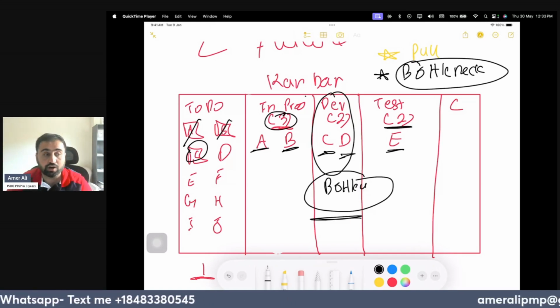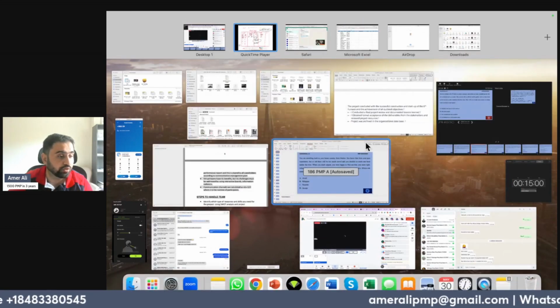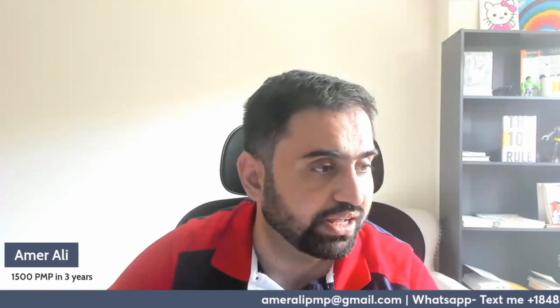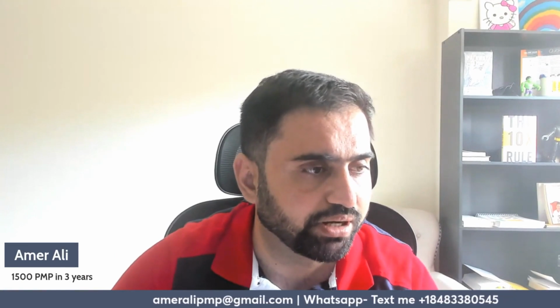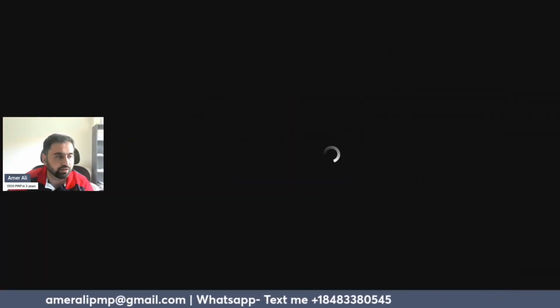So this is how you work through it. I hope the Kanban board is clear to everybody. Any question that may come from the Kanban board, you will be able to get it done. Now let's go to the question we have.